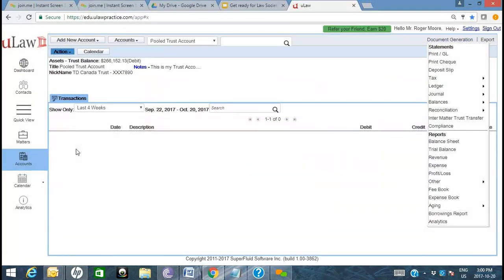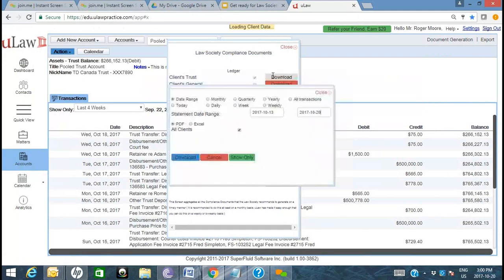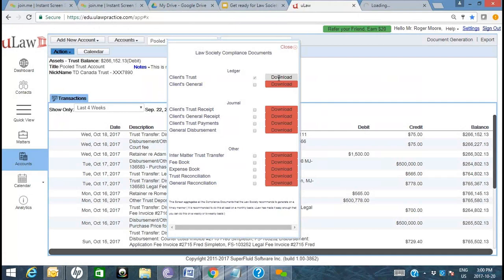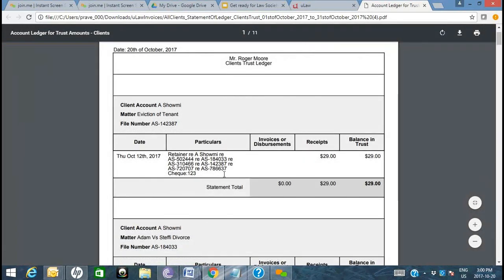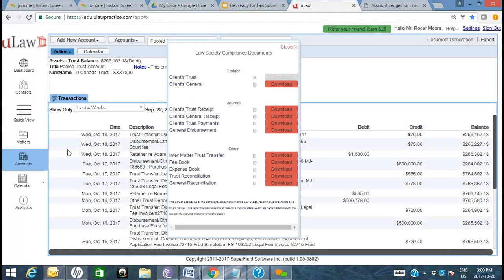Within our accounts category, you have it in one single compliance panel: all of the Law Society's requirements and the documents that are required for you to generate on a monthly basis. So client's trust for the month of October is a matter of generating that. We know that you've downloaded the trust ledger for the month of October, and that's what the ledger looks like. By client, it tells you the invoices, receipts, as well as the balance in trust. So it's under accounts, document generation, and compliance.